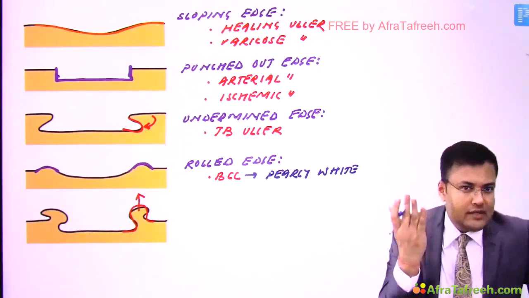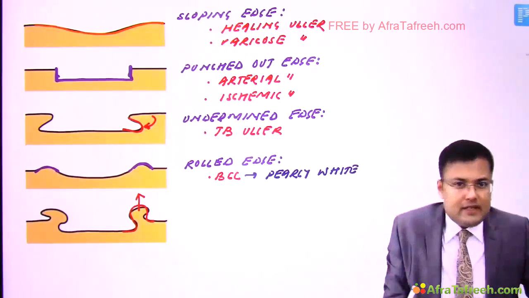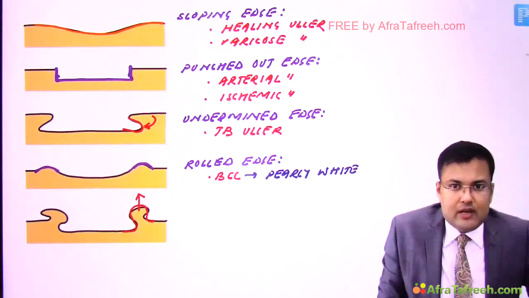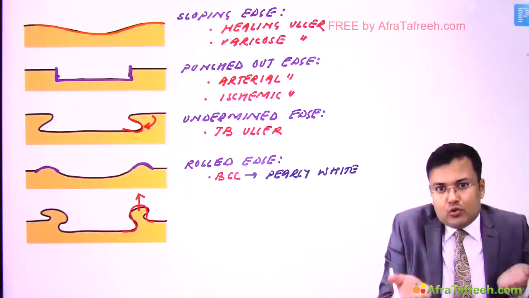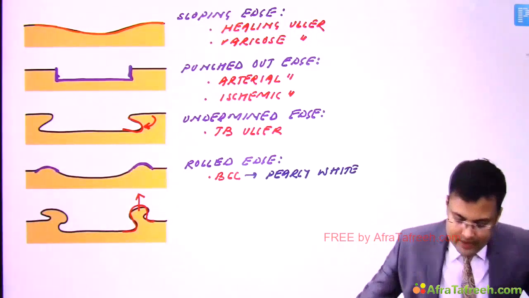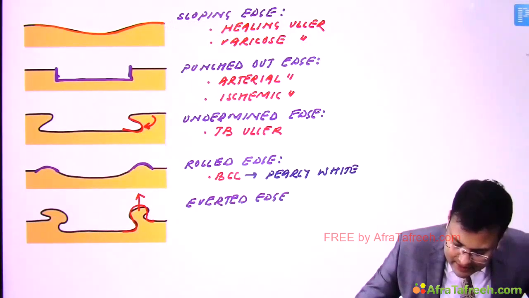Now if you see this one here, you notice that there is growth of tissue outwards, towards the surface, and whenever there is growth of tissue outwards or towards the surface, it is the classical feature of which malignancy? Squamous cell carcinoma. So here the tumor grows towards the surface, and this is known as what? Everted edges. So this is everted edges, and everted edges are seen in squamous cell carcinoma.